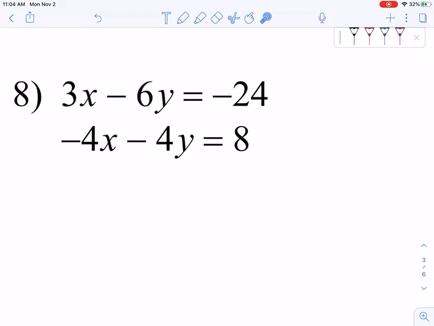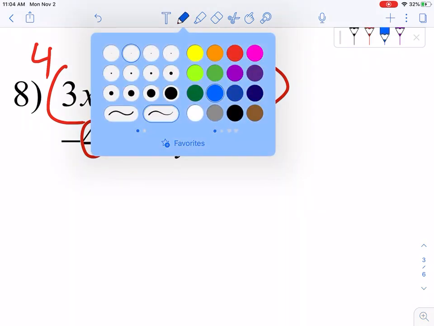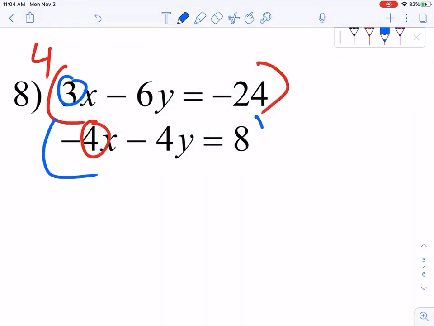Okay, again, for this one, I don't want to try and get rid of my y's because I have the same signs. I would have to multiply in a negative. It could work, but it's a little bit easier to not have to worry about the signs. So I'm going to take this 4 and multiply it to the top. I'm going to take this 3 and multiply it to the bottom.